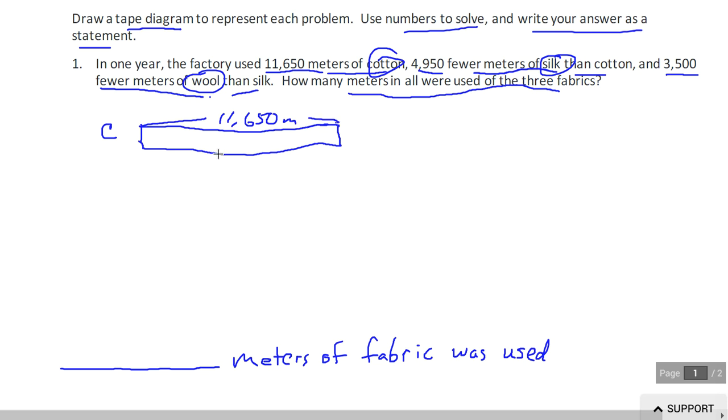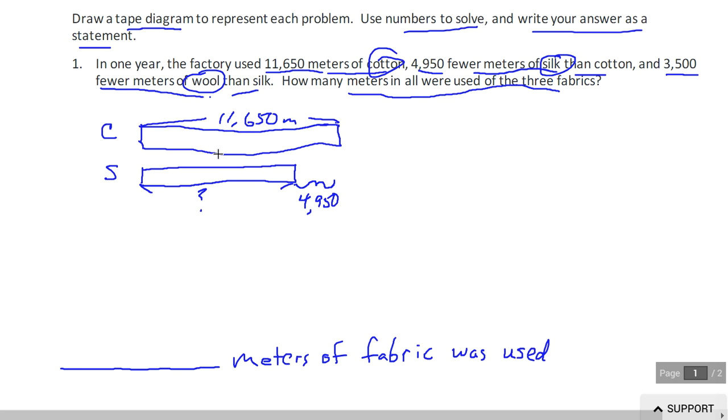Now silk, we have 4,950 meters fewer than cotton. So let's see, silk will be S. That's going to be less, okay? And how much less is it going to be? It's going to be this amount right here, and they told us what that was. That's 4,950. So in order to get this amount, we have to do some subtracting.